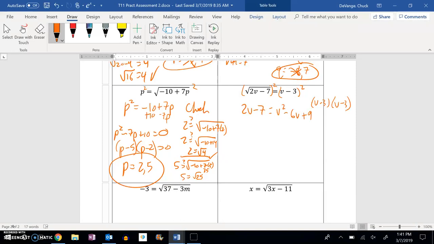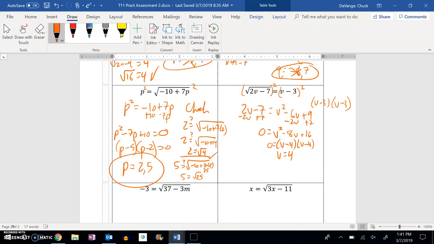Great. So I have a quadratic. Get it equal to 0. Subtract 2v from both sides. Add 7 to both sides. So 0 would be v squared minus 8v plus 16. Okay. Things that multiply to 16 and add to negative 8 are negative 4 and negative 4. So v equals 4. I don't need to write it twice.